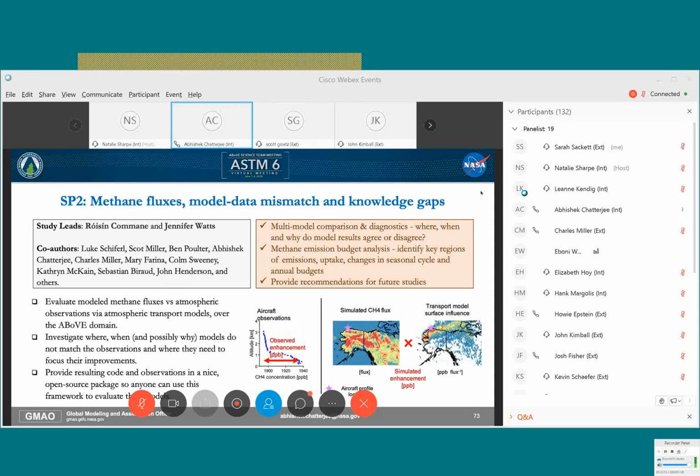The figure here is a conceptual setup of, for example, when you take aircraft observations and you have some observed enhancement that is shown in the red arrow. You then have some bottom-up model estimate or simulated flux estimate, and then you move those to a transport model to generate the enhancement, and look at how the mismatch between those observed and simulated enhancements varies by different regions. So this is again in progress, and for questions I would point you directly towards Roisin and Jenny. Next slide.